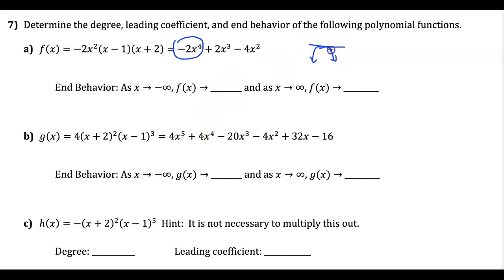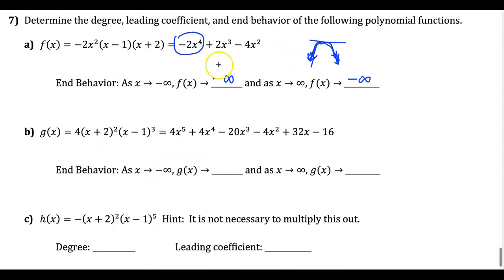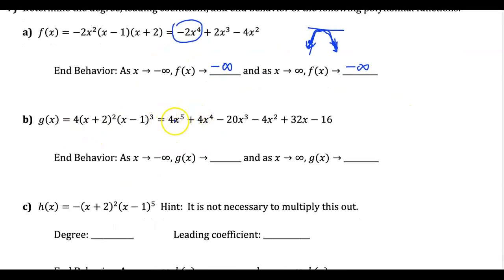The end behavior is going to be like a concave down graph, in the sense that it's going to negative infinity in both directions. So as x goes to negative infinity, f is going to negative infinity. As x goes to positive infinity, this is going to negative infinity, right? So again, we just have to worry about the leading term. So we look at the next one.